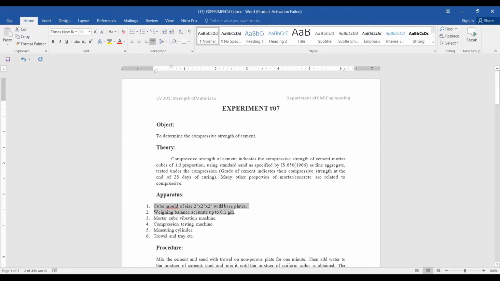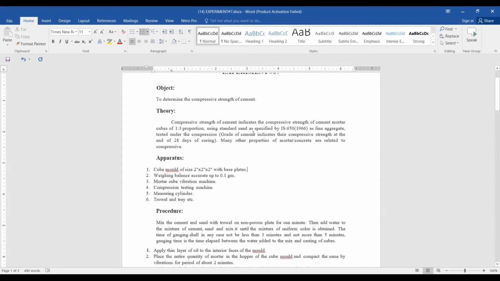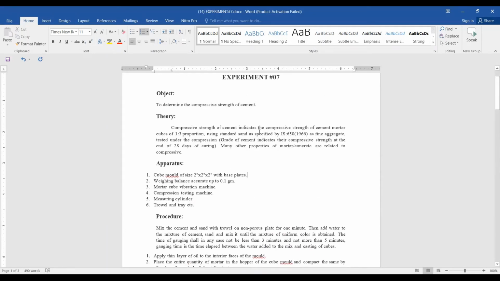So the cube mold size will be 2 inches by 2 inches by 2 inches with base plate, weighing balance accurate up to 0.1 gram, mortar cube vibration machine. We were not having that in the lab, and compression testing machine. Obviously, you have to do testing over there. And the CTM, I have already told you how you can do the compressive strength testing of concrete in the CTM. So now you will know that. For that particular reason, you have to see experiment number 8. How did you perform the CTM?